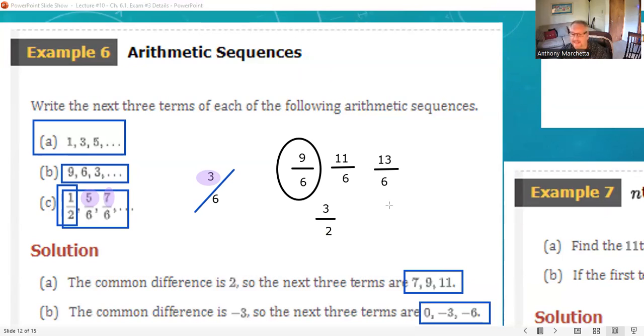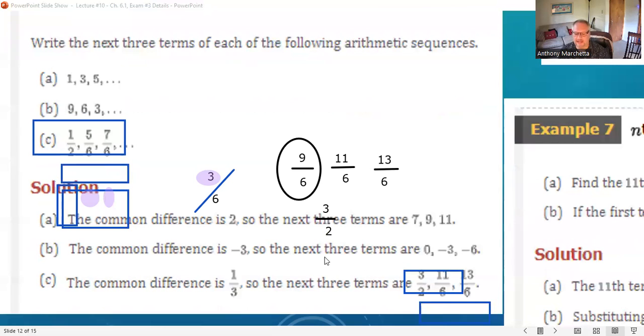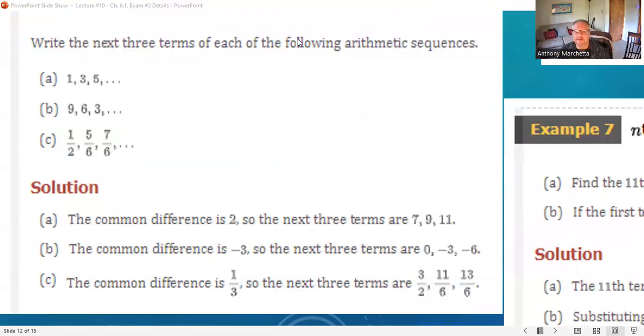So 3 halves, 11 sixths, and then 13 sixths. That's what we should get there. Let me just peek down there and see if that's what we got. Yeah, that's what we got down there. See? And notice, by the way, they did reduce. That came down to 3 halves.